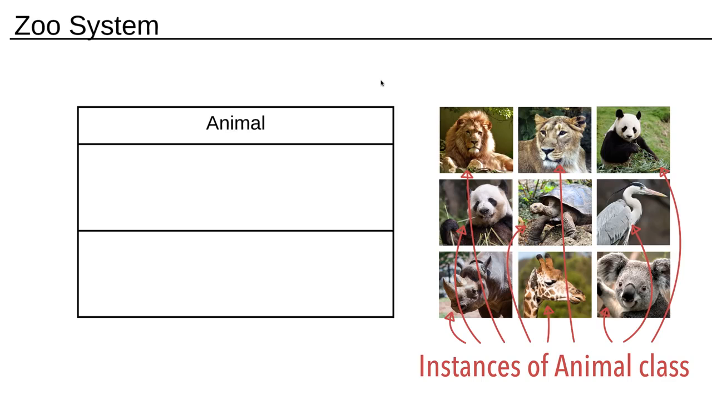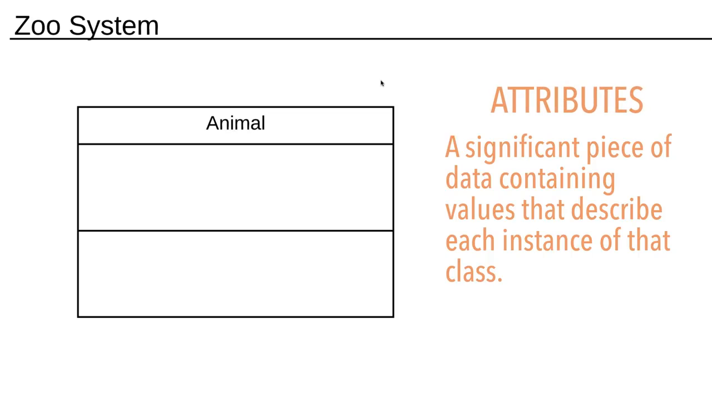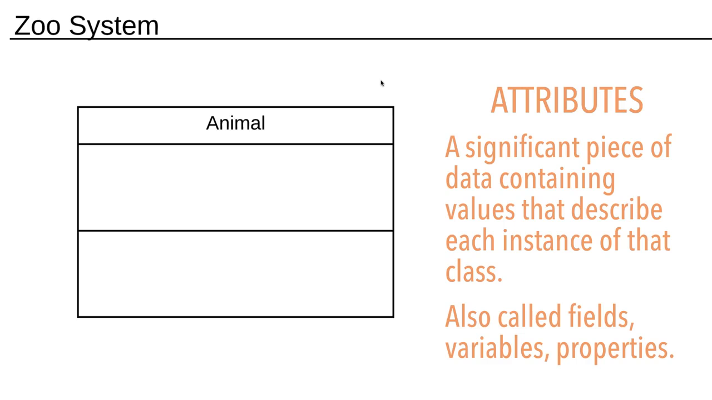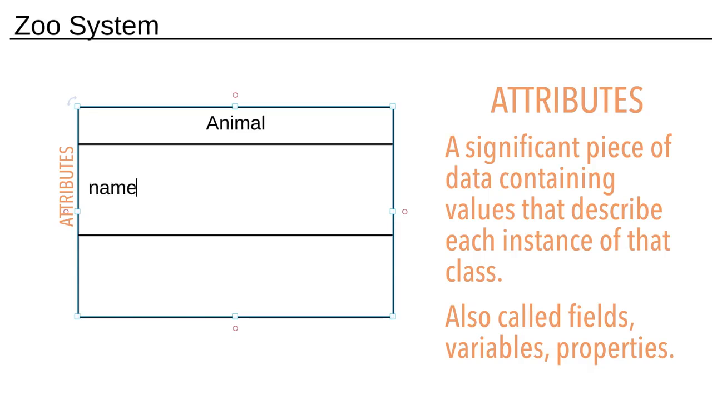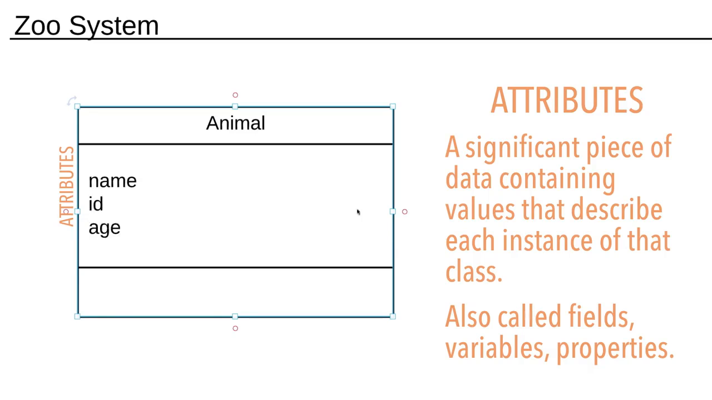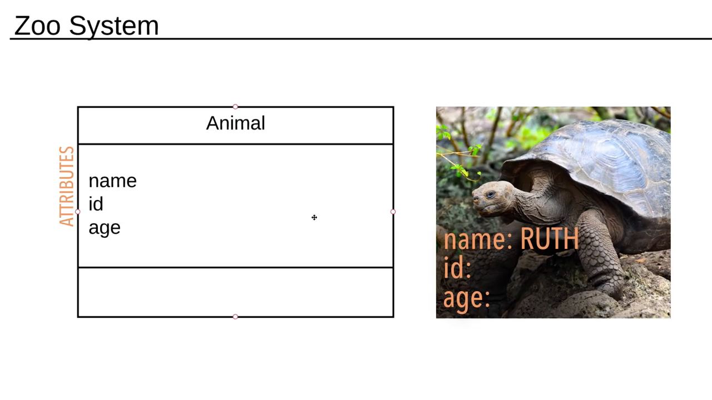You do that through attributes. An attribute is a significant piece of data containing values that describe each instance of that class. They're also known as fields, variables, or properties, and they go in the middle section here. So for our animal class, we could create attributes like name, ID, and age. That way we could identify a specific instance of the animal class, like Ruth, ID number 304, age 114.